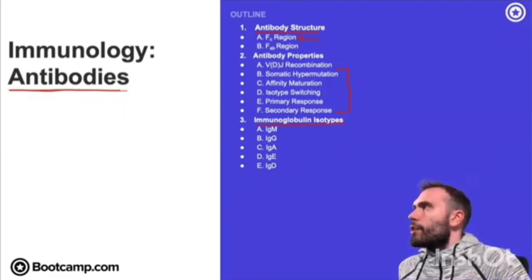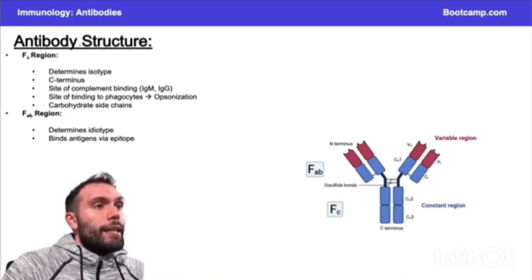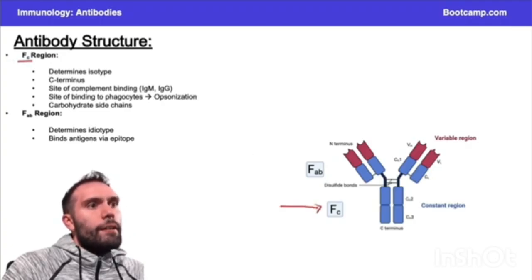About class switching. So the first thing here, when we're talking about antibody structure, really you can organize this pretty simply into two regions. So you have the FC region, and the FC region, as you can see down here, is going to be kind of the constant region. So that's what the C is. It's standing for fragment constant region.